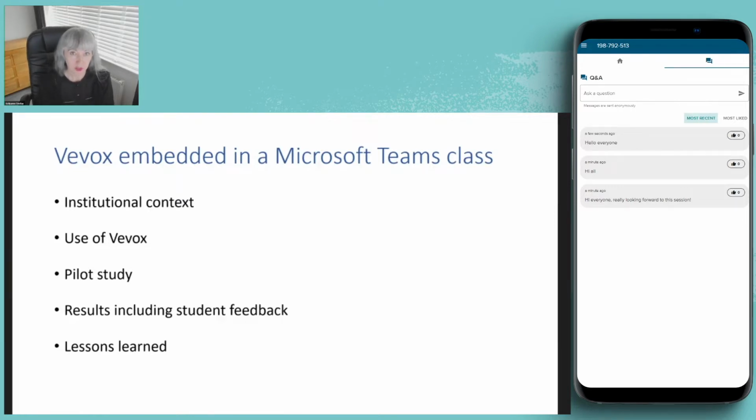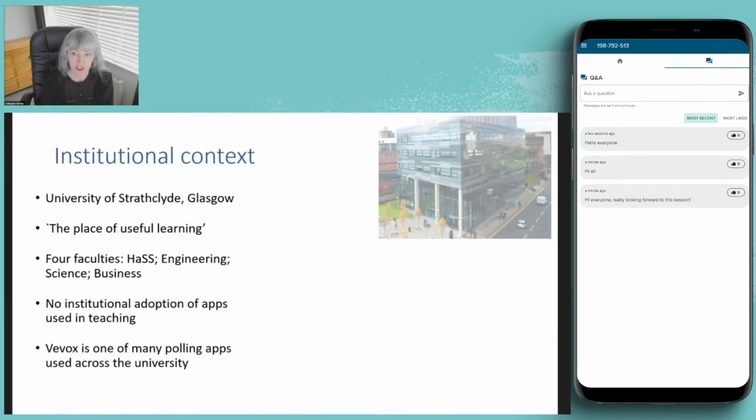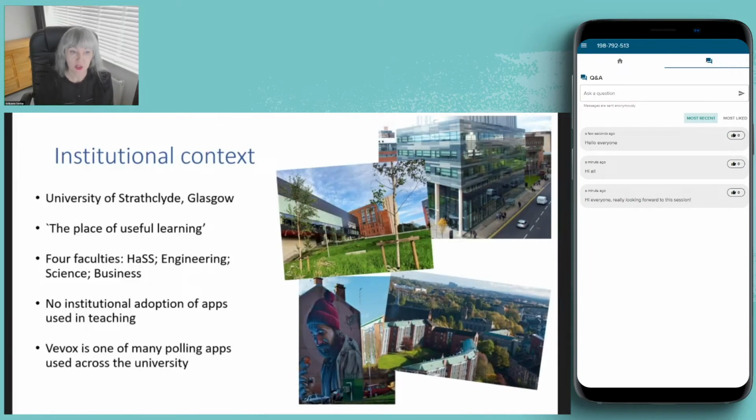But the structure of the talk today will be a very brief overview of the institutional context. I'll talk about my use of Vevox. Then I'll talk about the pilot study, the results of it, and the lessons learned. So I'm from the University of Strathclyde in Glasgow in Scotland. It's branded as the place of useful learning, and there are 4 faculties at Strathclyde: humanities and social sciences, which my school sits in, engineering, science, and business.